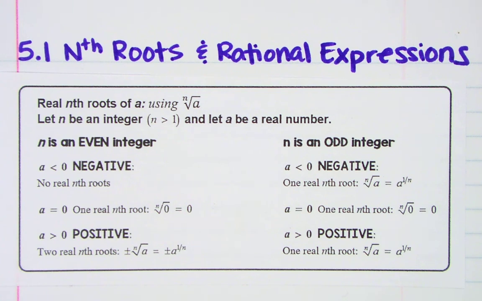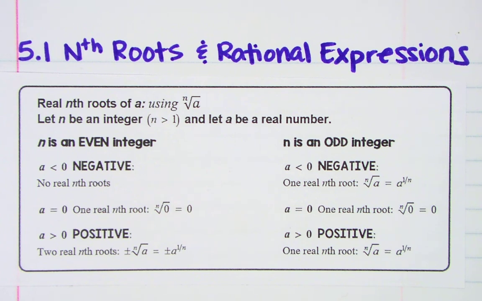That's what this chart is, if it's even. If the root is odd, 3, 5, 7, again, we probably will not go up any higher than that, then there's only one real root no matter what. But A can be negative underneath the root if it's an odd number, because negative times negative times negative is negative. So if it's negative, there's one real root. If it's 0, 0; again, that's a special one we don't see very often. And if it's positive, there's still 1. That's what this chart says.